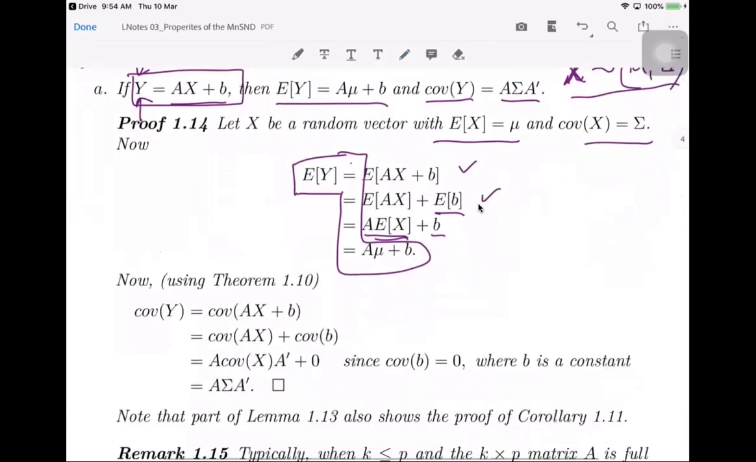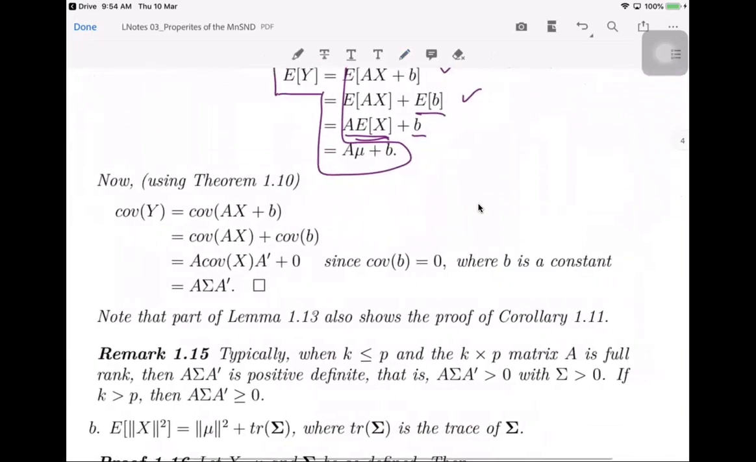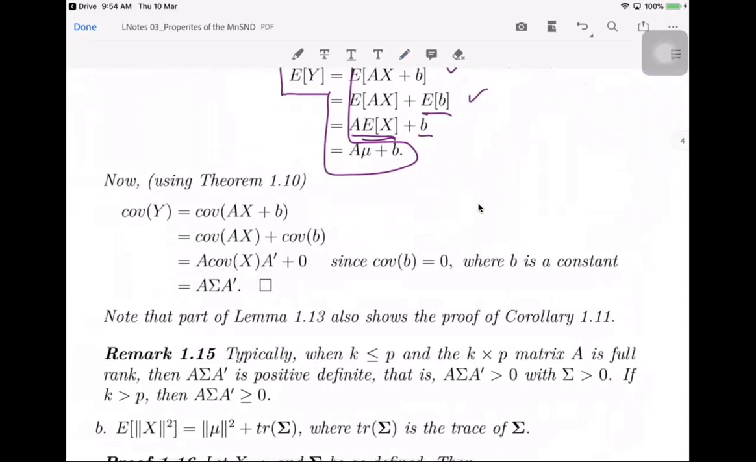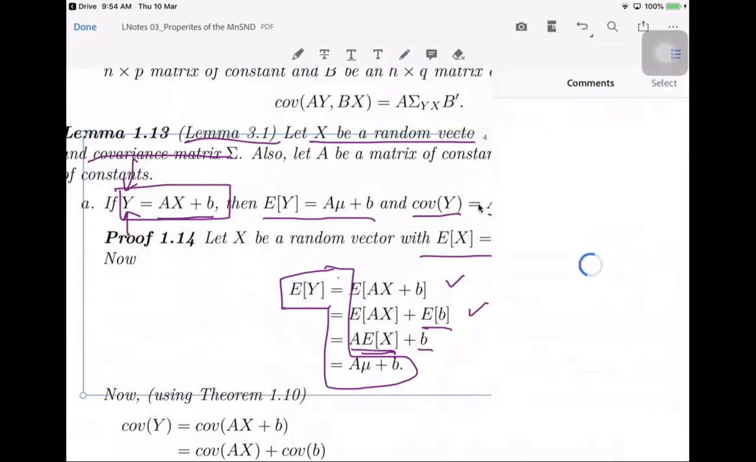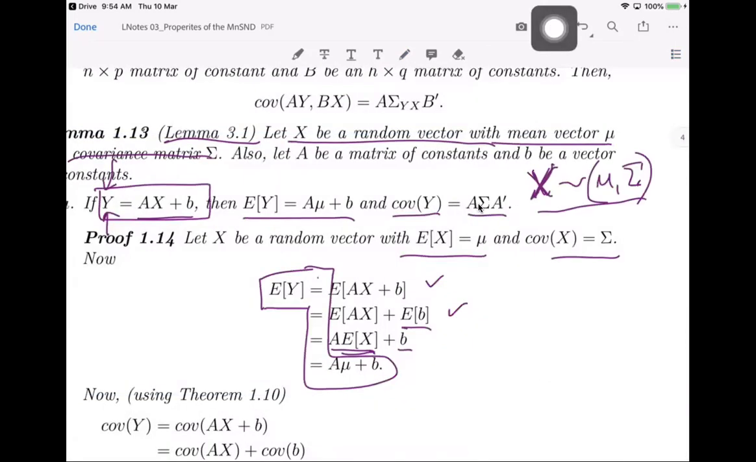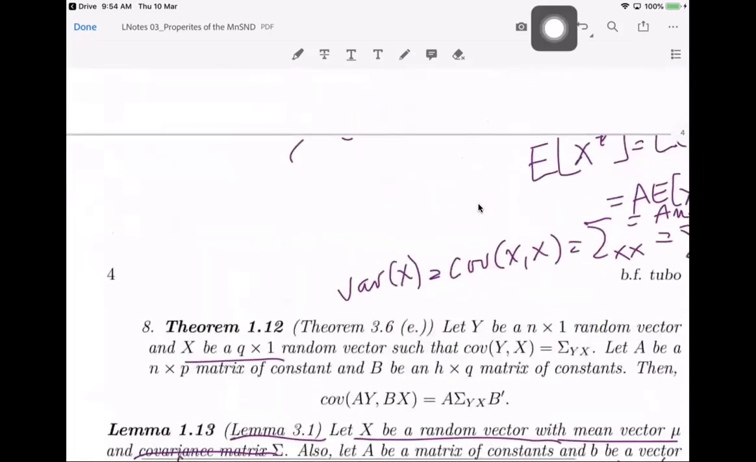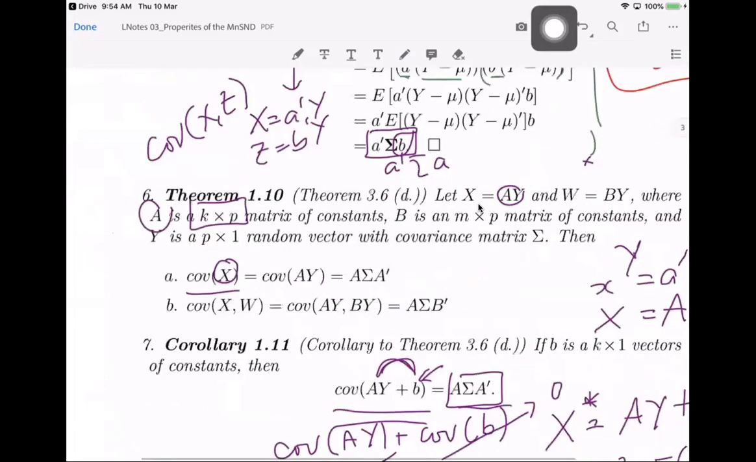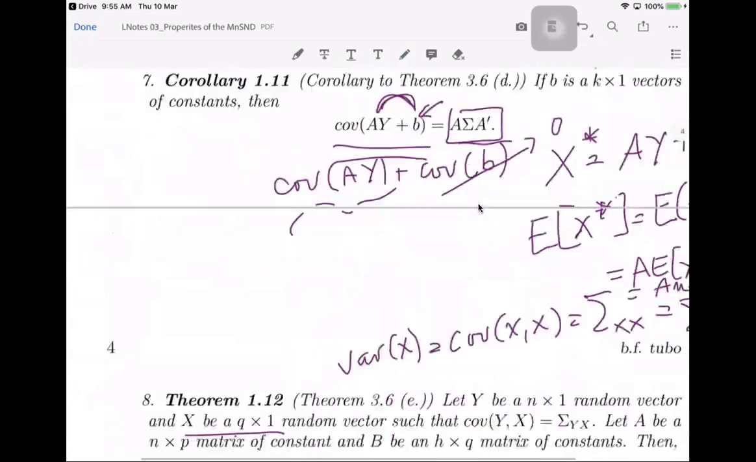And to solve for the covariance, we use theorem 1.10, the result in Rencher. So if we look at theorem 1.10 here, if you get a transformation something like this, that is equal to that. So this is equal to this.